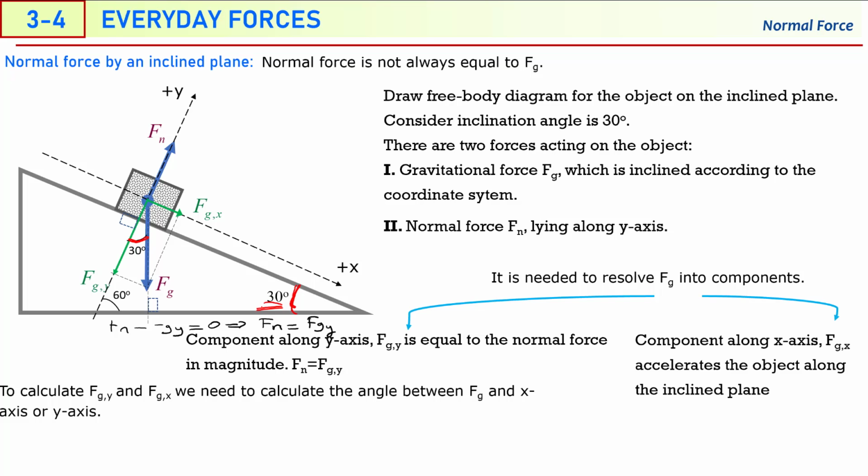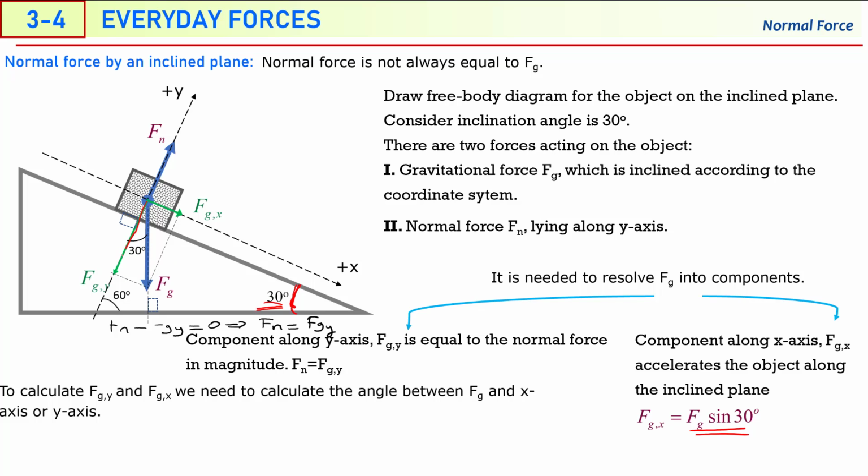Then we can calculate Fgx and Fgy. According to this right angle triangle in here, Fgx is the opposite leg. The length of the opposite leg is equal to Fgx. So this is Fgx, this is the opposite leg. The opposite leg is always calculated from the hypotenuse, which is in here, Fg, multiplied by sine of 30. So Fg times sine 30 will calculate Fgx, the x component of Fg.